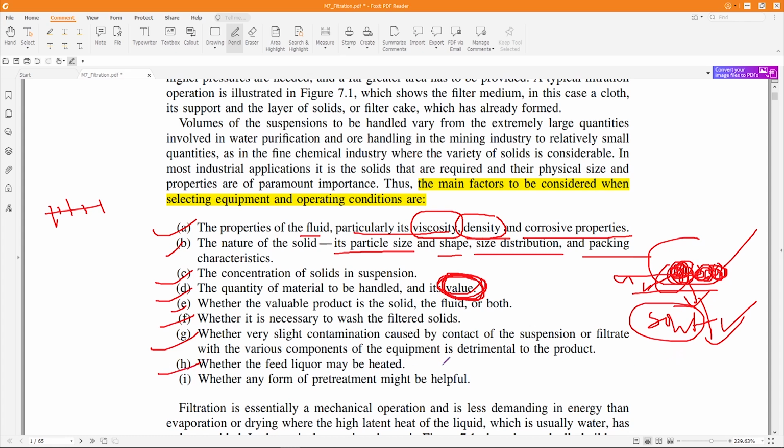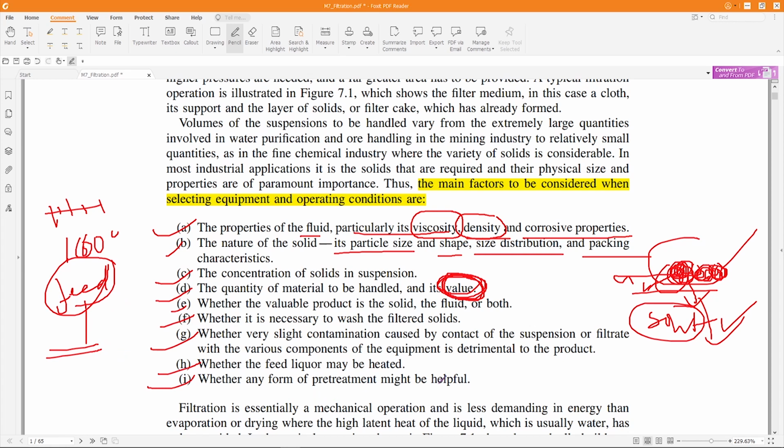Whether the feed liquor may be heated. Suppose the feed you are trying to filter is heated. It is at like 60 degrees Celsius or maybe like boiling, 100 degrees Celsius. If you pass this hot material on the filter, then the filter will get heated. It can melt, right? So these things also you have to consider.